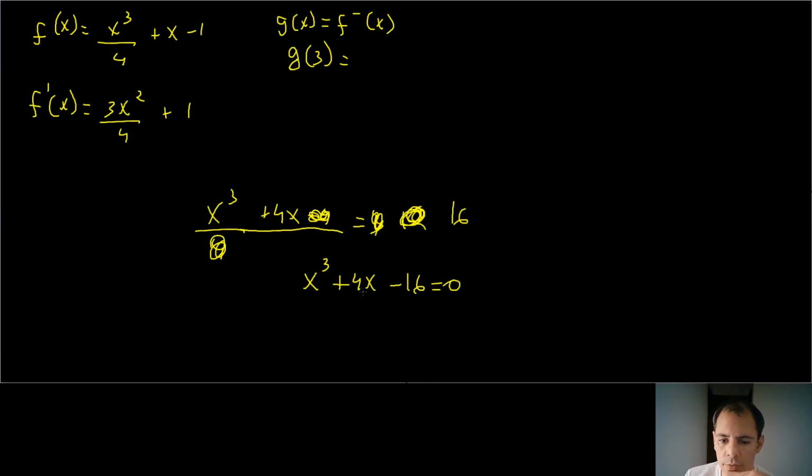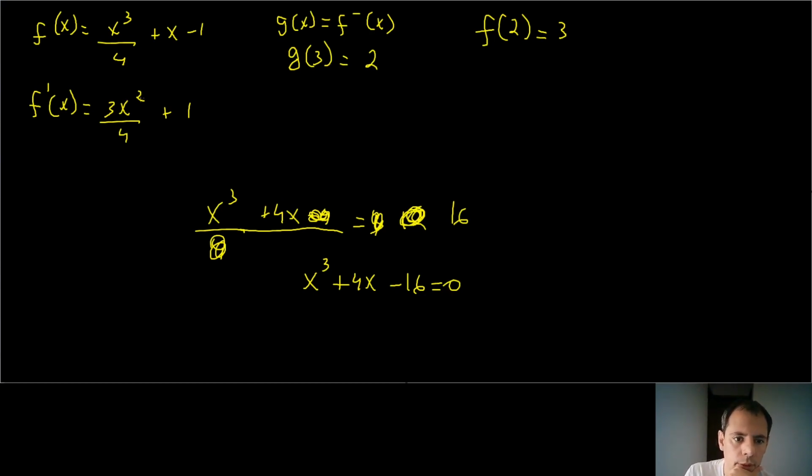If you put a 1, it's not going to work. If you put a 2, it's going to work. So one of the things that's going to make this 0 is a 2, right? 2 cubed is 8, plus 4 times 2, 8. 8 plus 8, 16, minus 16, 0. So we know that f of 2 equals 3. Let's check: 8 divided by 4 is 2, plus 2 is 4, minus 1 is 3. And we know, therefore, that g of 3 is going to be 2. This is the way we solve this.